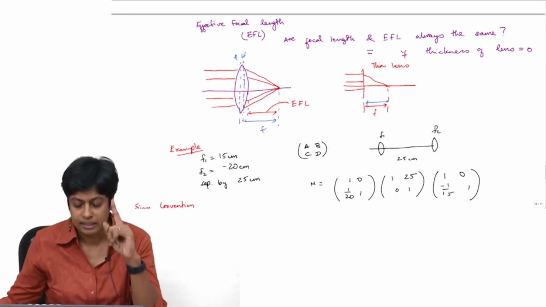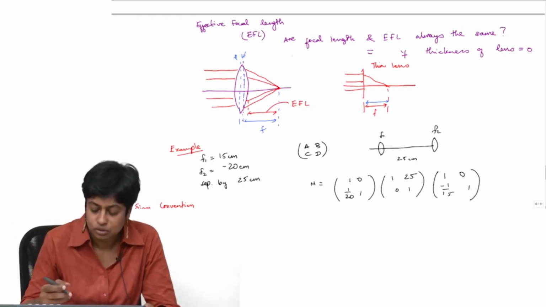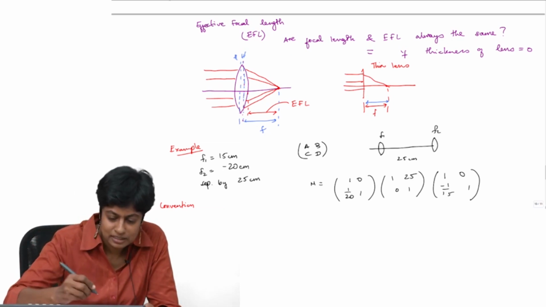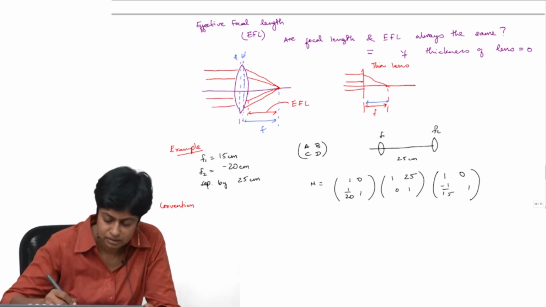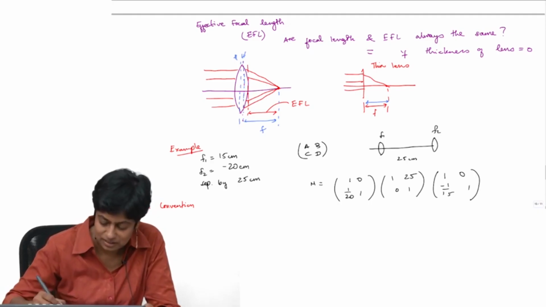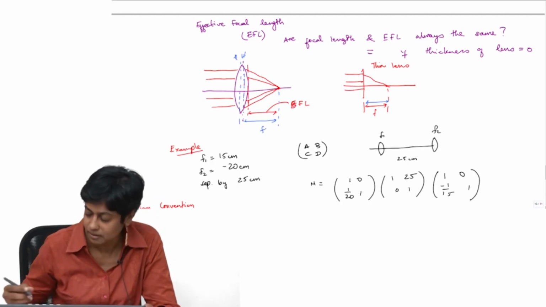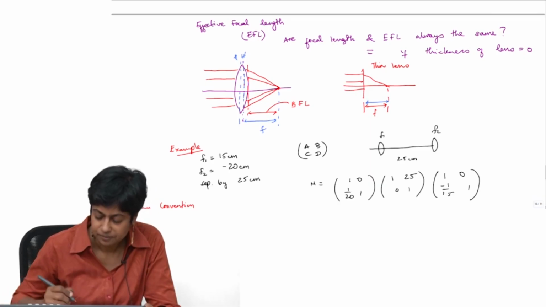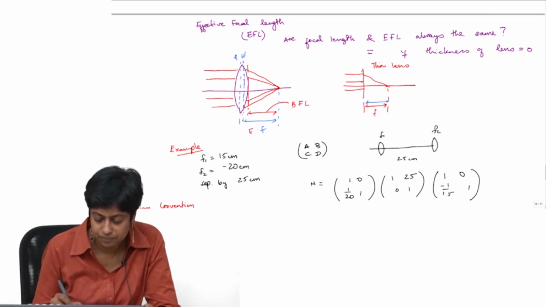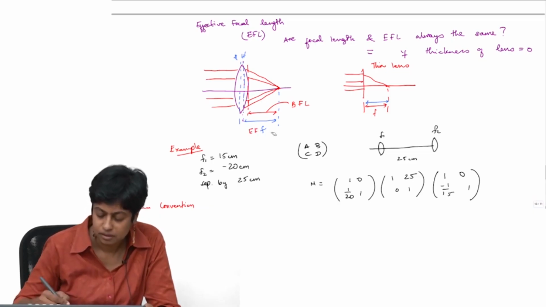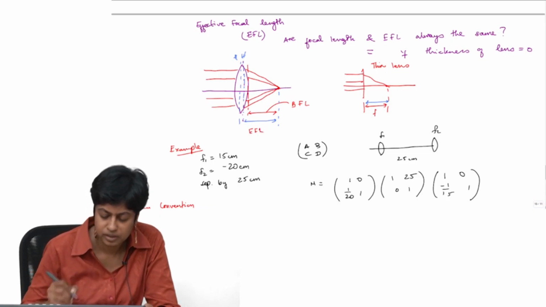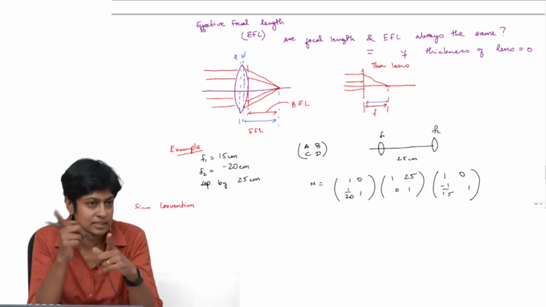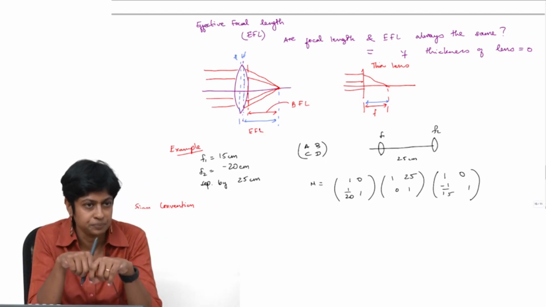Okay, I need to correct one thing. So this distance from the vertex is the back focal plane. Let me just rewrite that. And this distance from the principal plane, this will be your effective focal length. So I had said that reversed.